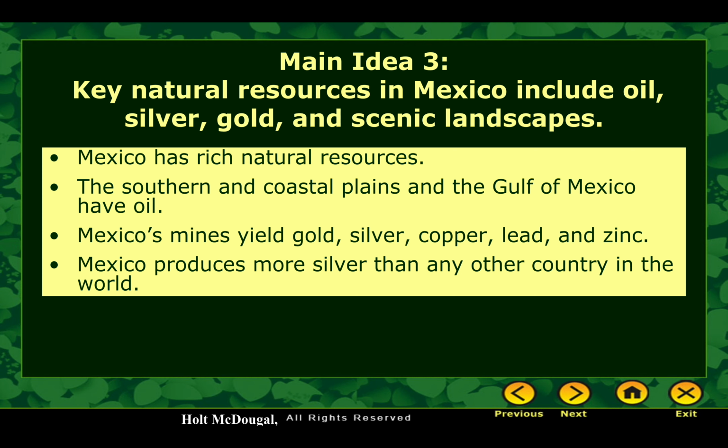And Mexico actually produces more silver than any other country in the world. So if you go down to any of the states in the United States that are right on the border, like Texas, Arizona, New Mexico, there's a huge industry for silver jewelry there.